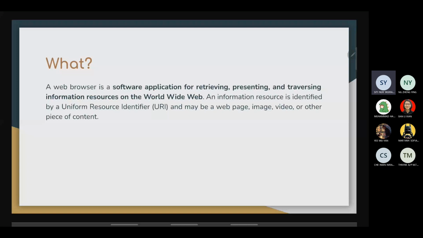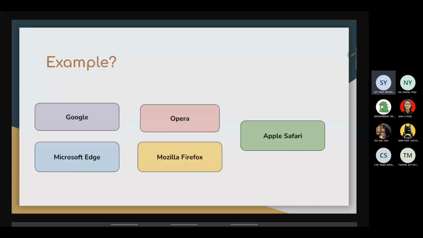Okay, so what is the web browser? Web browser is a software application for retrieving, presenting, and traversing information resource on the World Wide Web. An information resource is identified by a uniform resource identifier, URI, and maybe a web page, image, video, or other piece of content. Okay. So this is the example of the web browser, such as Google, Microsoft Edge, Opera, Mozilla Firefox, and also the Apple Safari. There is more, you can search it on the internet, more of web browser.